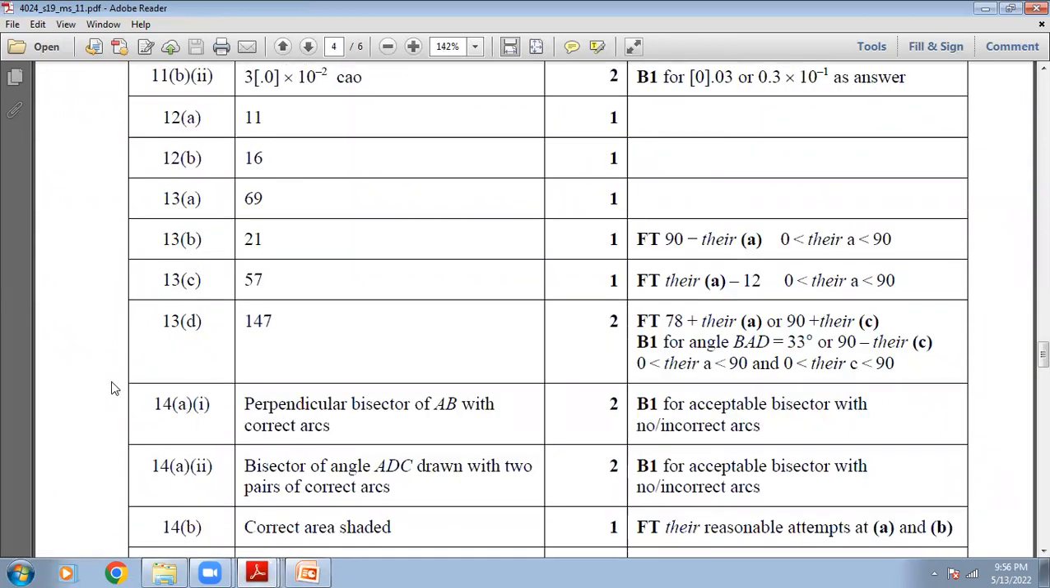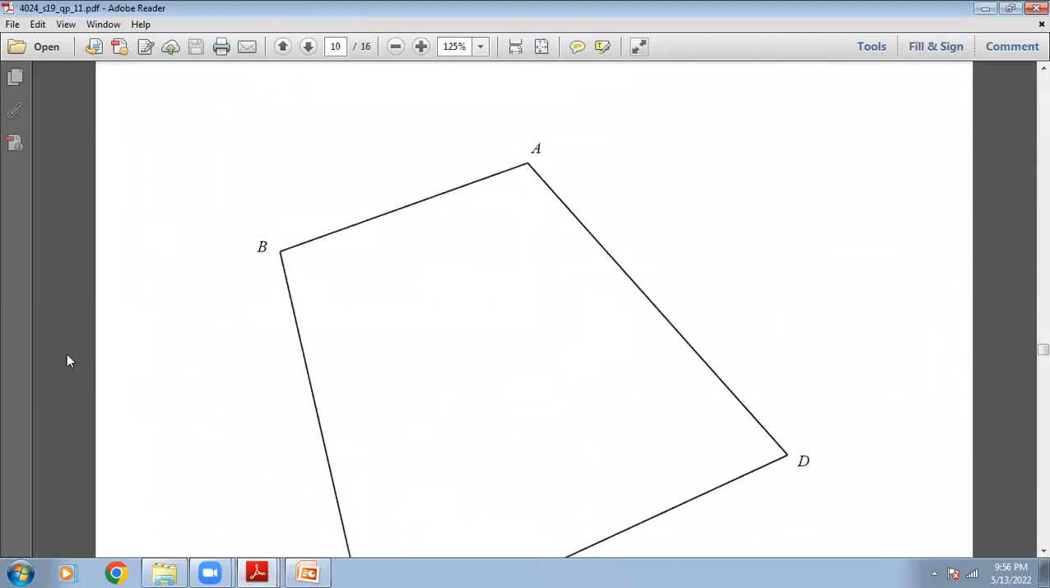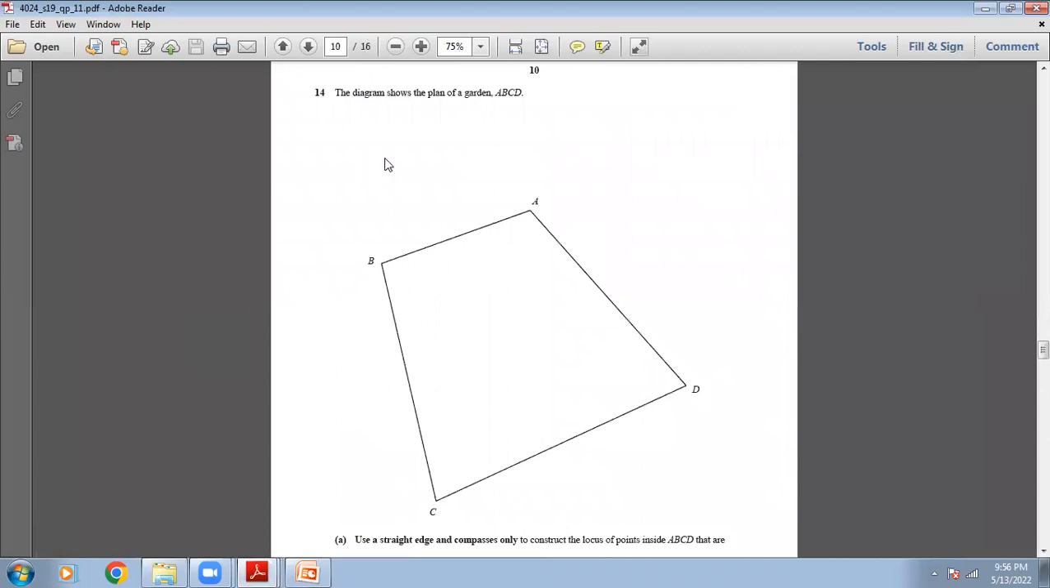Our answers are right. The marking scheme of question number 13 is showing up on your screen. You can pause the video and take your time. I have already checked my work with the marking scheme. Okay, so here we go. Question number 14 is coming up on your screen.